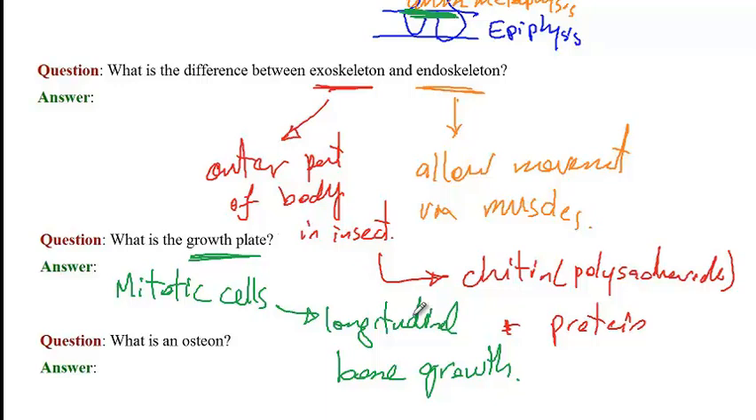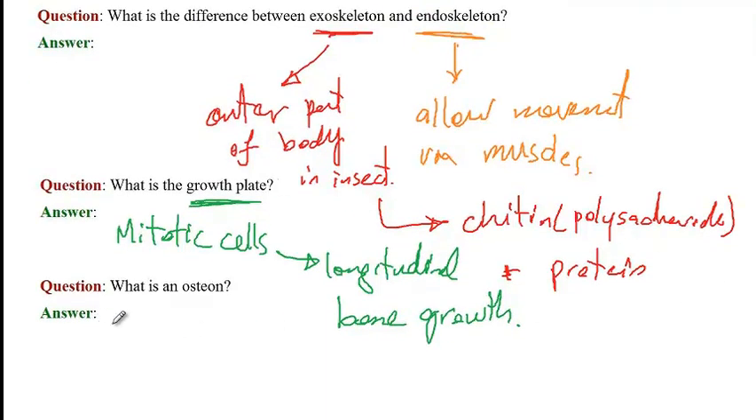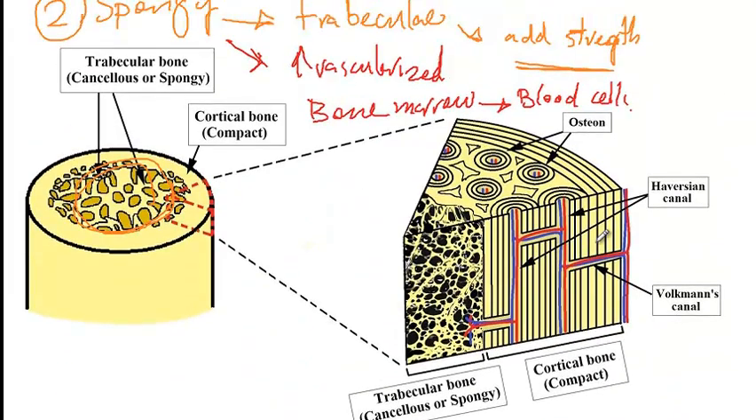The final question is, what is an osteon? Basically, each Haversian canal with the surrounding lamella and chondrocytes is referred to as an osteon, the other name for which is Haversian system. So let's refer back right here. You know how we have a Haversian canal with the surrounding chondrocytes. So here we have an example of an osteon. Okay.